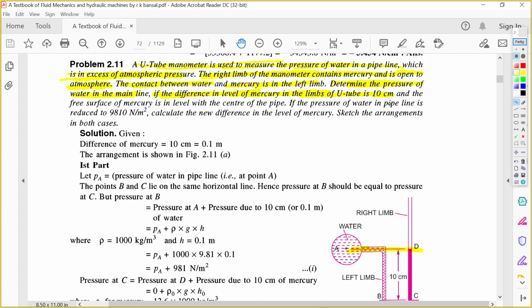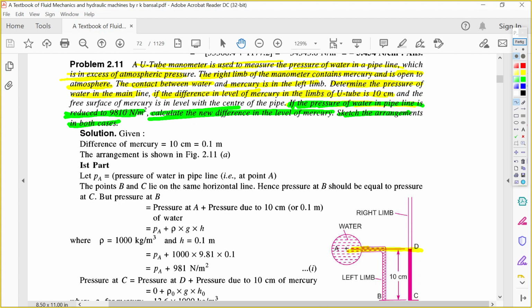If the pressure of the water in the pipeline is reduced to a new value, we don't know it, we need to calculate from the first given data, and calculate the new difference in the level of the mercury and sketch the arrangement, that means the diagram, in both cases. Okay, let's do it. Here we have the diagram already, so we need to equate the pressure in both cases.